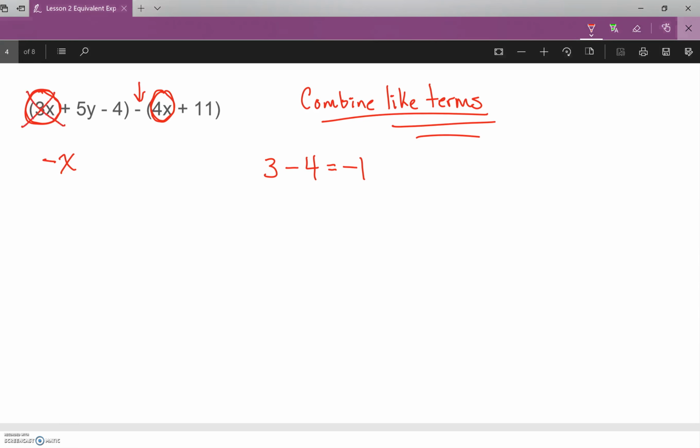So those two terms are done. Now we'll look to our y term. It is a plus or a positive 5y. Is there any other term that is left that we could combine with that one? No. So we just bring it down.